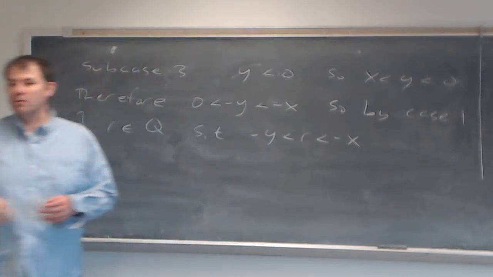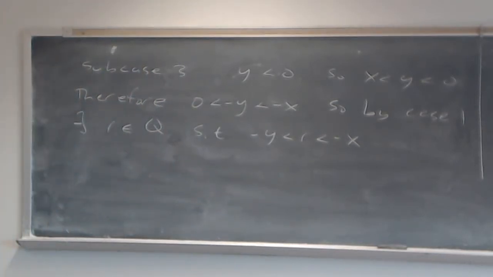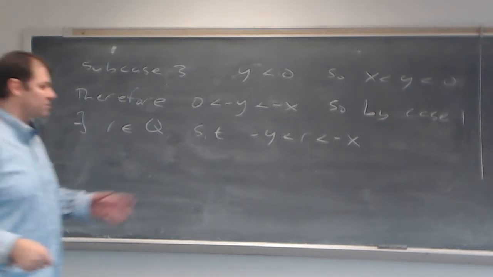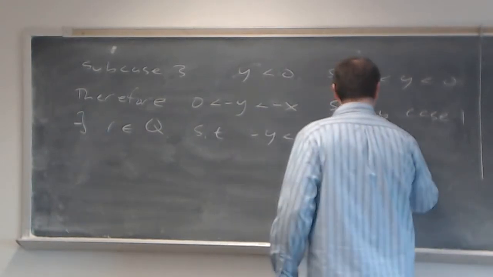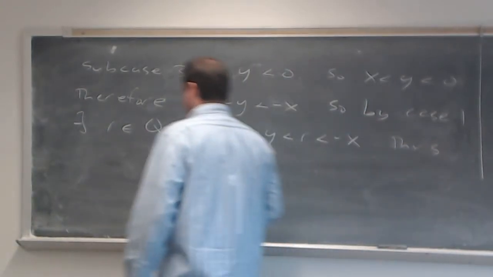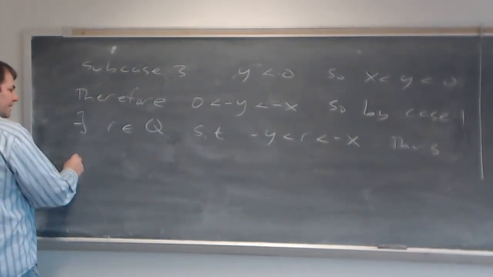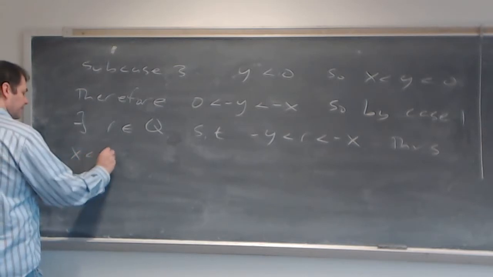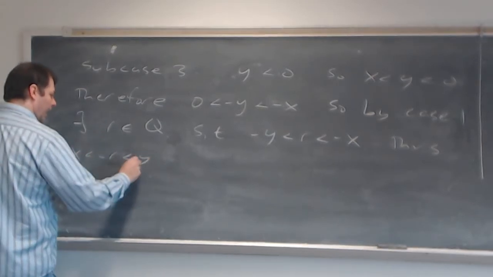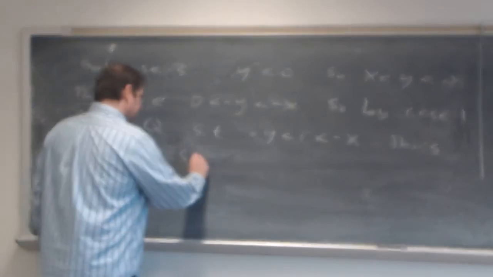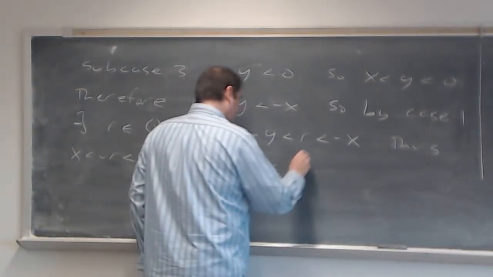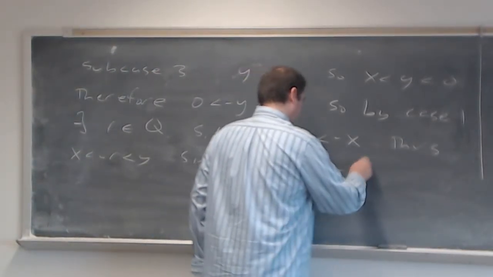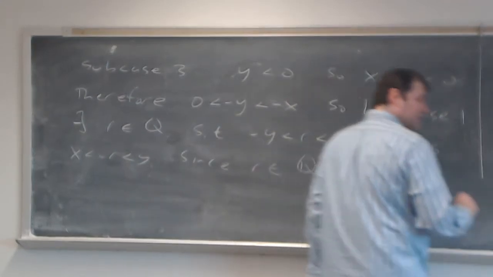But I don't want a rational number between minus y and minus x. I want a rational number in between x and y. So what should I do to all parts of this inequality? Multiply by minus 1. That's right. When I multiply by minus 1, here's what I get. I get x is less than minus r, which is less than y. And since r is an element of Q, then what can we say about minus r? Well, it's a rational number.